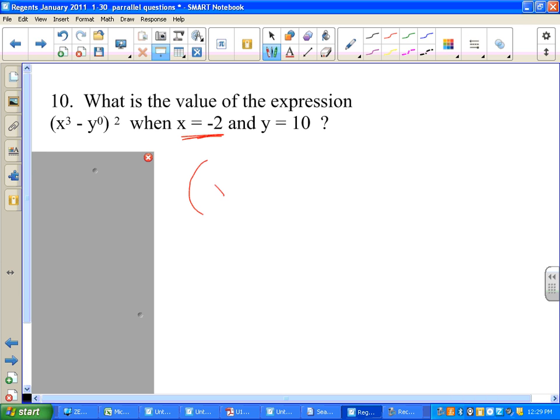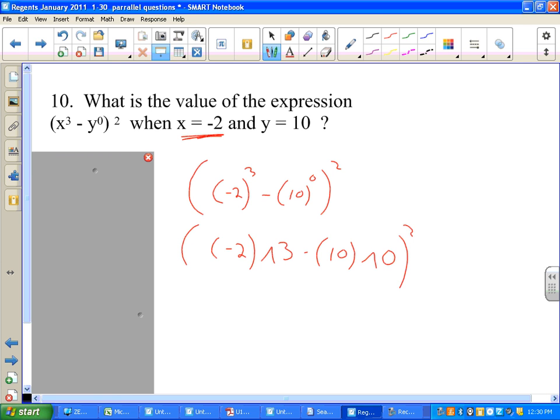X cubed, I'm going to put the -2 in parentheses, minus 10 to the 0 squared. How do you type this in your calculator? You put the parenthesis, you put the other parenthesis, you type in the negative sign, you close your parenthesis, you do the caret 3, minus, parenthesis 10, close parenthesis, caret 0, close parenthesis, square.